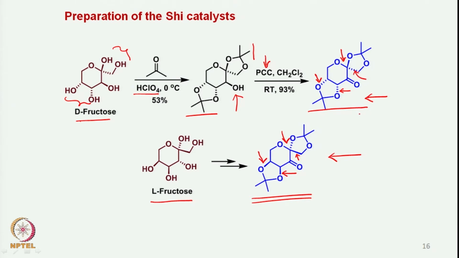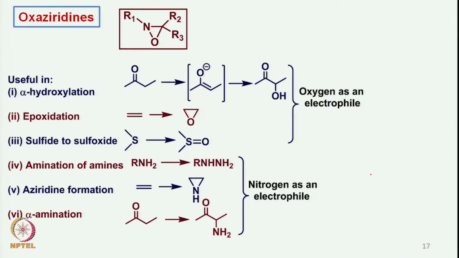So, whatever chirality is going to come of the epoxide by using this ketone, it will be exactly opposite by using this ketone. So, there is a great advantage, and it is very easy to prepare from D-fructose and L-fructose.